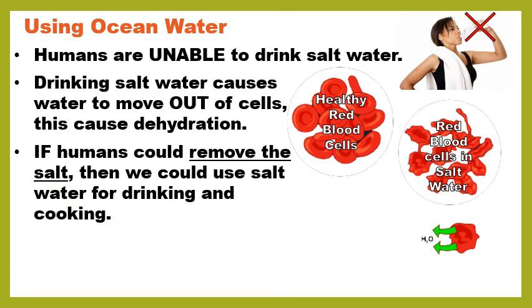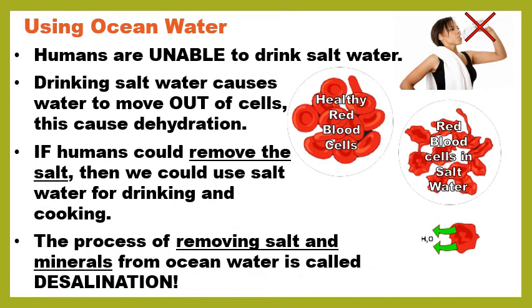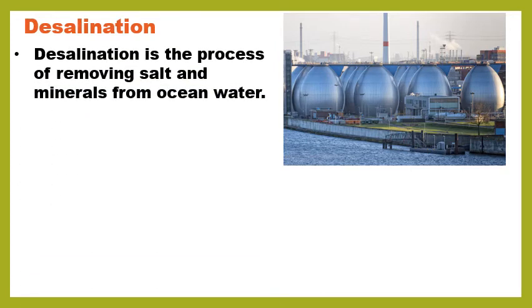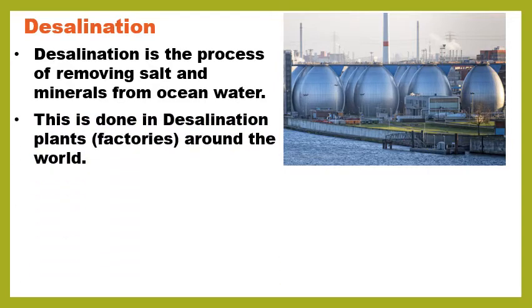Okay, so on a more positive note, if humans could remove the salt from salt water, then we could use it for drinking and cooking. So the process of removing salt and minerals from ocean water is called desalination. So again, desalination is the process of removing salt and minerals from ocean water. And this is done in desalination plants. Plants is like another word for factory around the world.